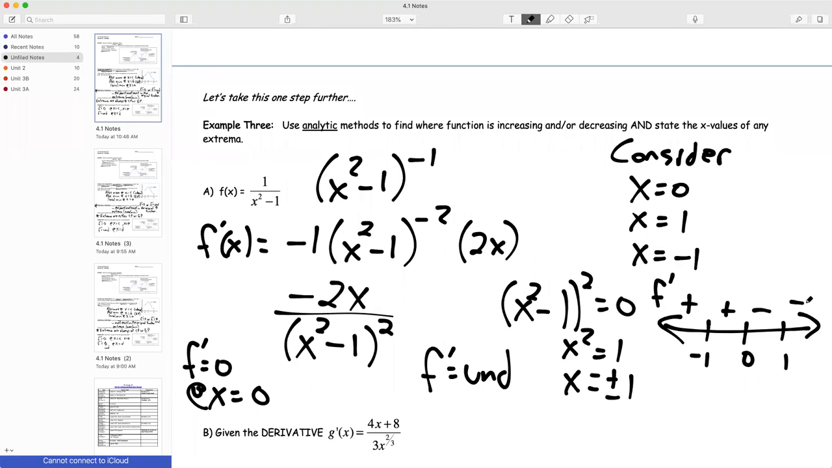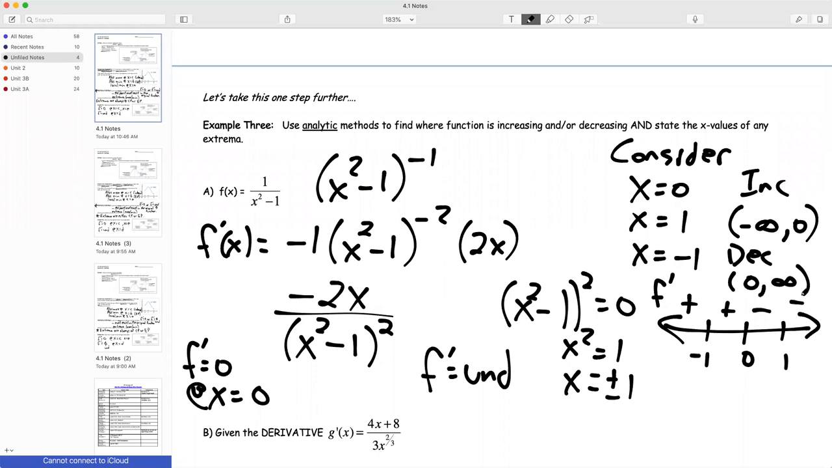Okay, so I can say that it is increasing from negative infinity to 0. And it is decreasing, based on my sign chart, from 0 to infinity. And now I'm going to check for possible extrema. Is it a max or a min at negative 1? Based on my sign chart.